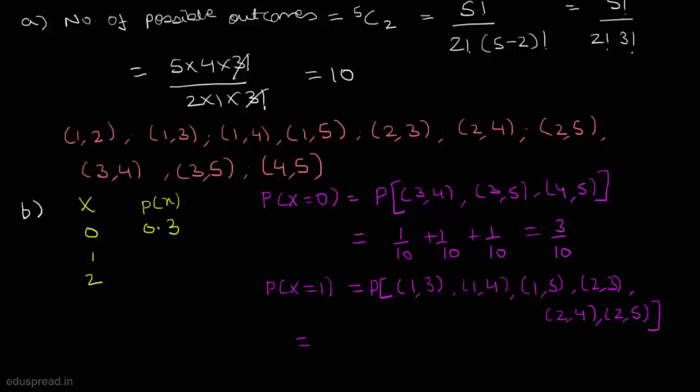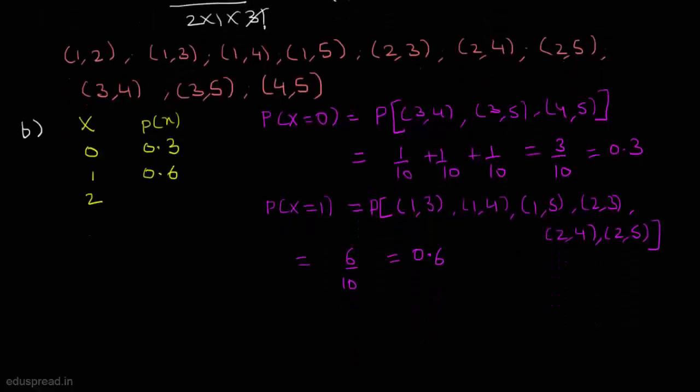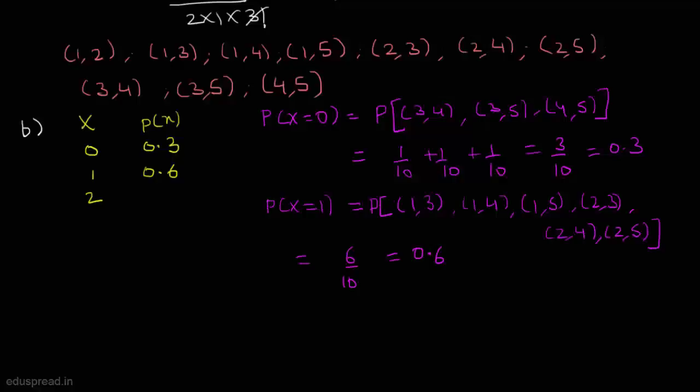So these are the 6 outcomes. So in this case, the probability that x is equal to 1 is equal to 6 divided by 10, and this is equal to 0.6. So we can write 0.6 here. Now the last probability is the probability that x is equal to 2.